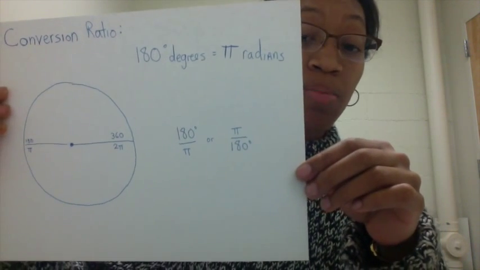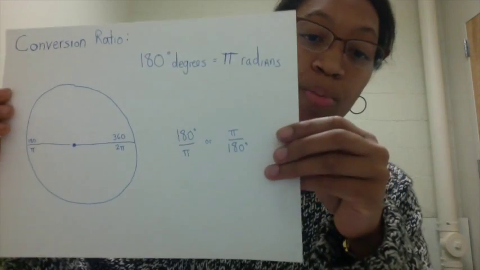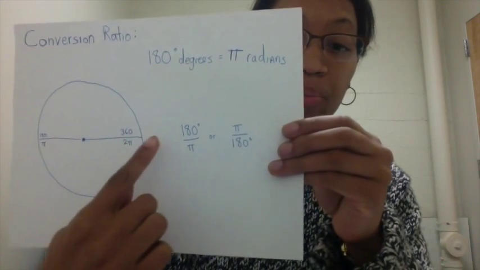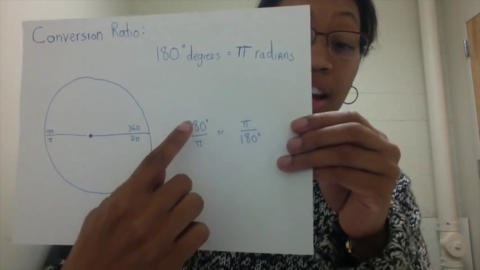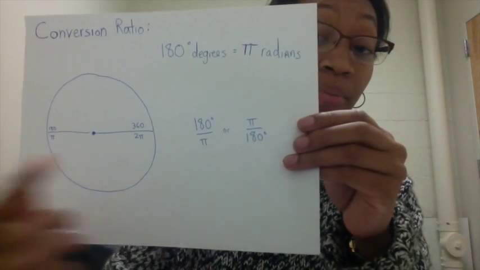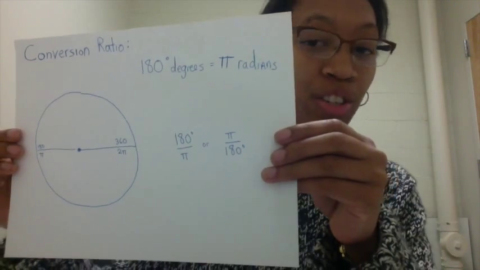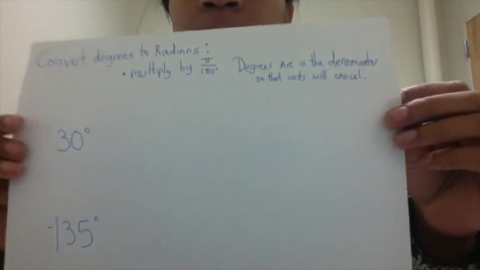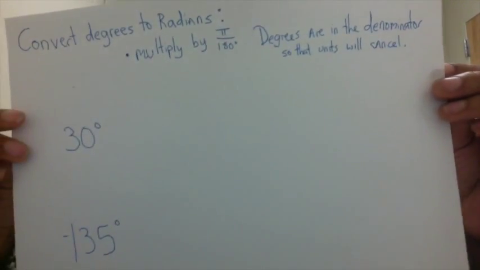So when we're doing all of these math problems, we're going to either multiply by 180 over pi, or we're going to multiply by pi over 180. All right, so that is our conversion ratio. So let's try that. Let's see if we can convert these degrees to radians.